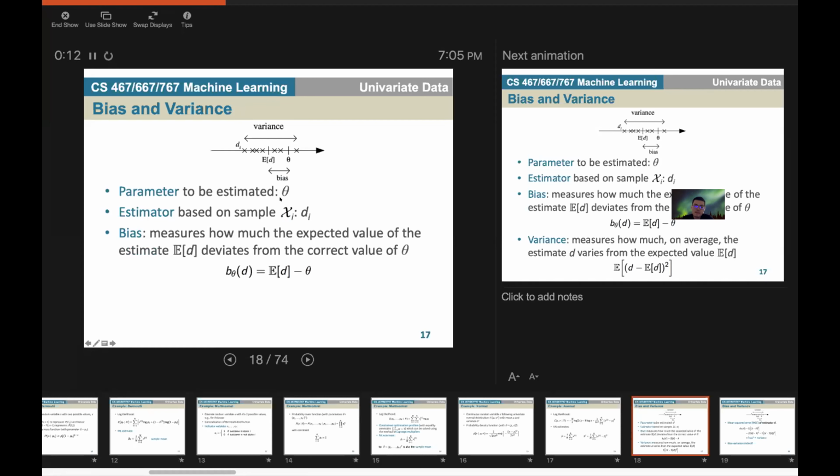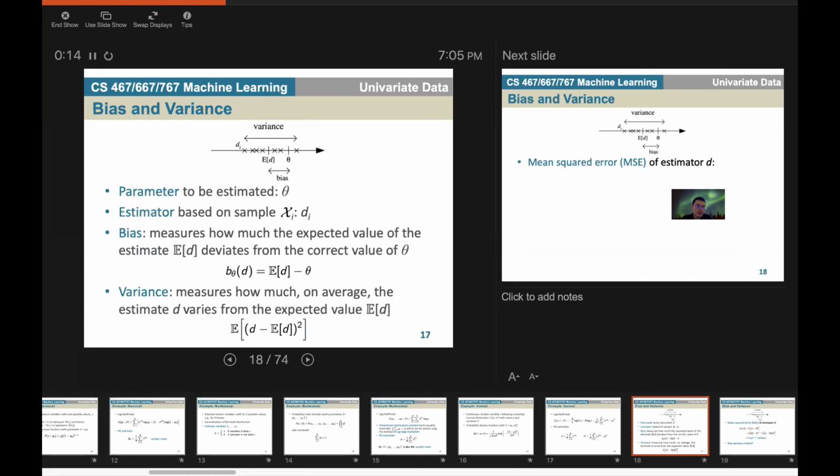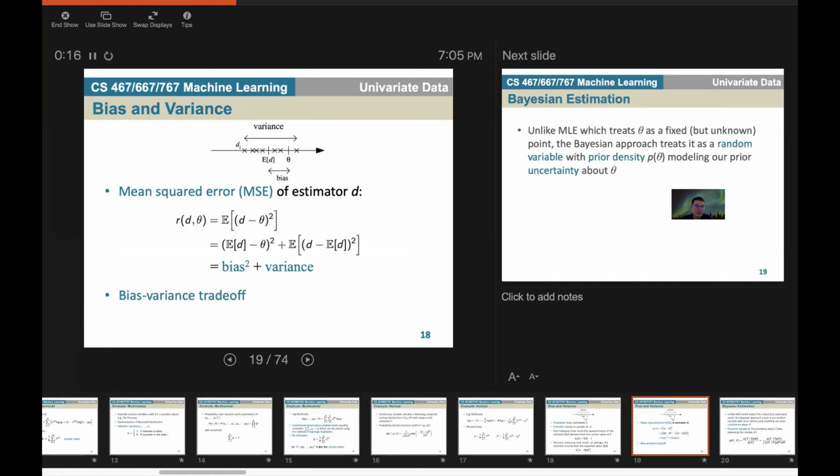Any questions? The takeaway message is just this: bias squared plus variance is your mean squared error. This is what you need to remember. Any other questions?